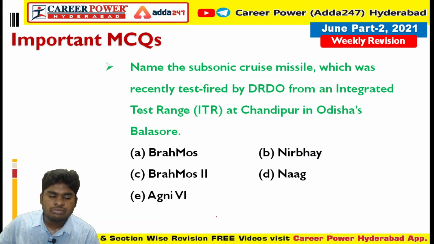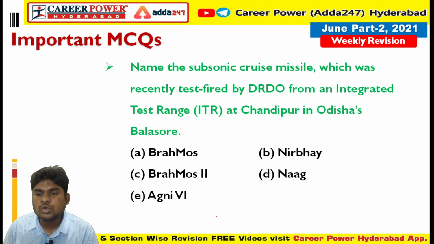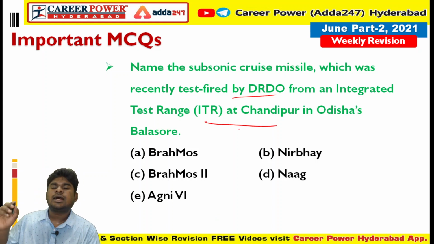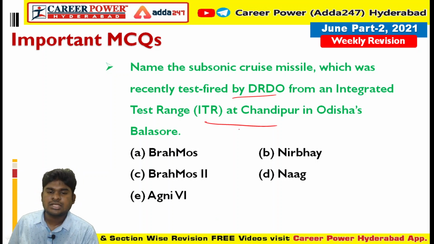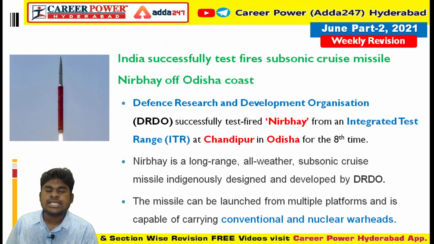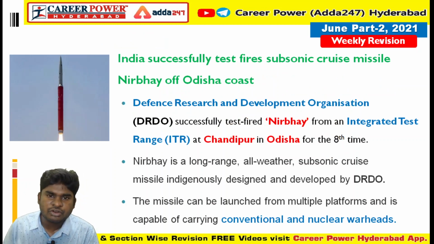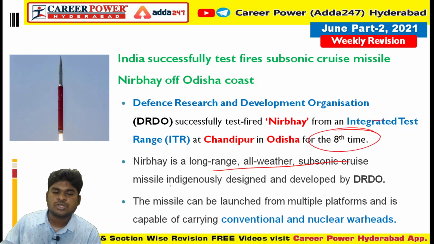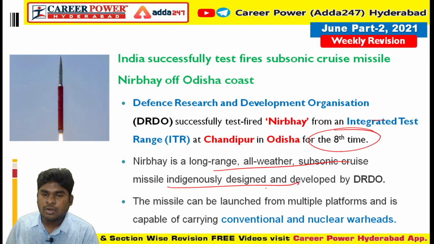So now coming to one more question: the subsonic cruise missile which was developed by DRDO was test-fired successfully at the Chandipur, Odisha test range. So what is that missile? India's subsonic cruise missile which was successfully test-fired by DRDO, and the answer is Nirbhay. Nirbhay is the missile designed by DRDO, Defence Research and Development Organisation, which was successfully test-fired for the 8th time. It's a long-range all-weather subsonic missile mainly developed by DRDO.